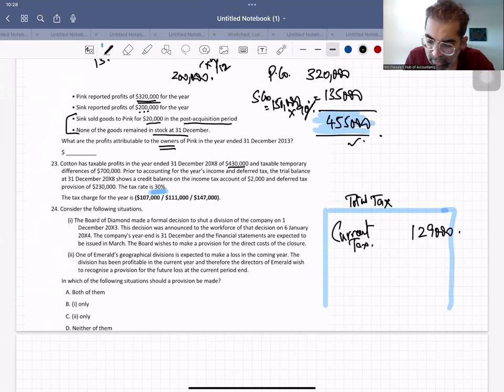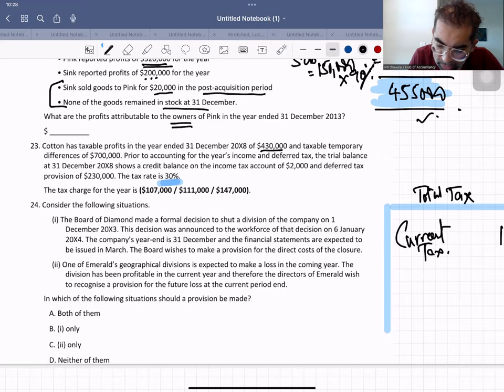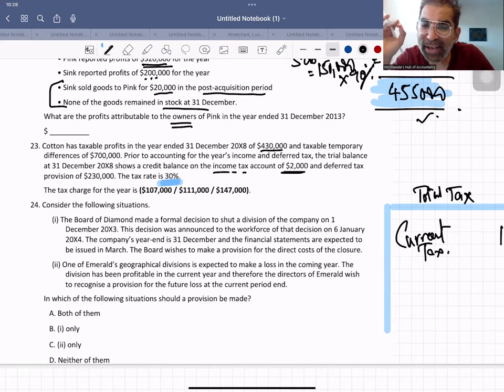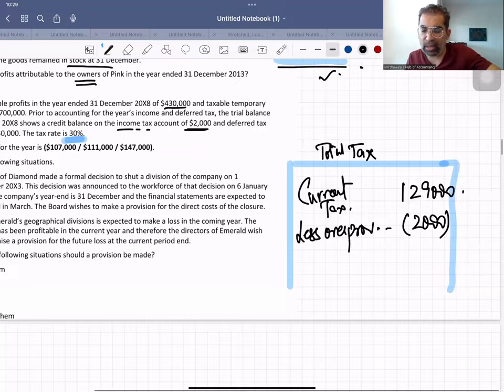Right. Now, next thing we need to check: is there any under or over provision? Remember, you used to go to the trial balance. Now look at there. The trial balance at 31st December X8 shows a credit balance on the income tax account of 2000. Now you tell me. There is a credit balance. Yes, very good. It's over provision. If it were a debit balance, then it would be under provision. But my dear student, here it is a credit balance, so over provision will be deducted. It's income. Okay. So over provision is 2000. Very simple. So till now we have completed the current tax portion.